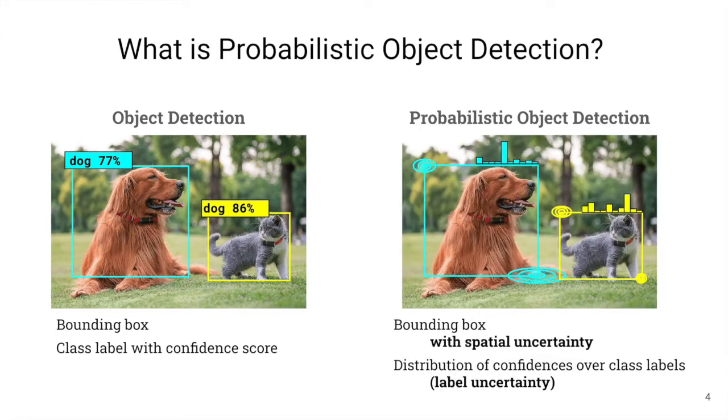Probabilistic object detection extends upon standard object detection by now also requiring an uncertainty with the localization and classification of each object. As you can see on the image on the right, each bounding box now also has a spatial uncertainty that's expressed as a covariance matrix on each corner. And rather than just having a single class label with one confidence score, we now have a distribution of confidences over class labels. Ideally, these uncertainties should reflect any inaccuracy in the localization and classification of each object.